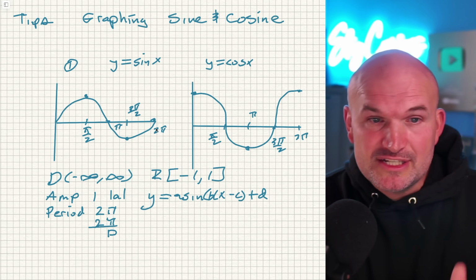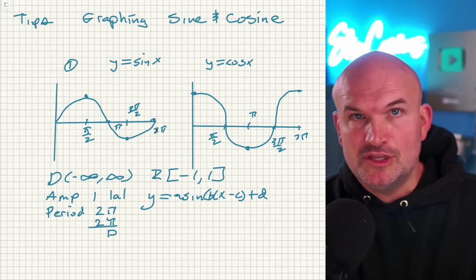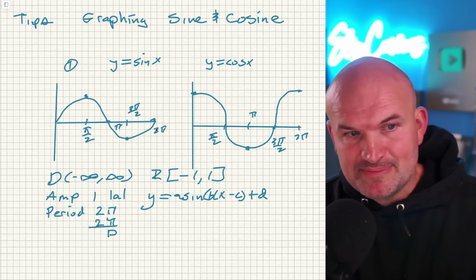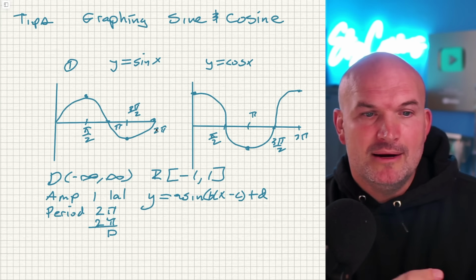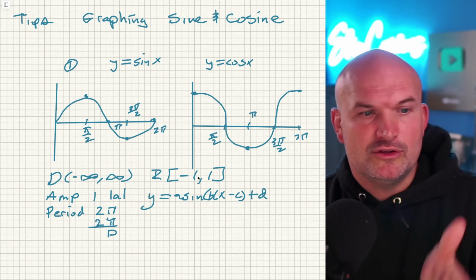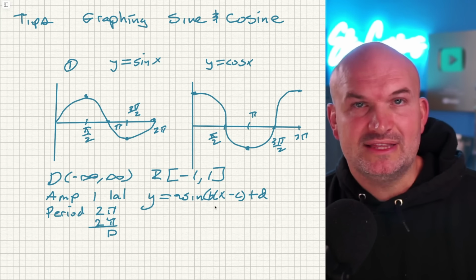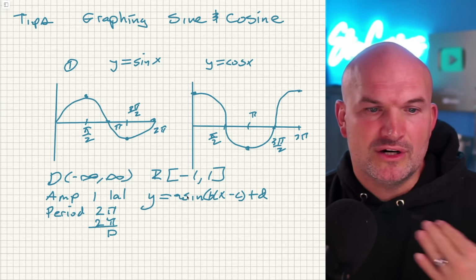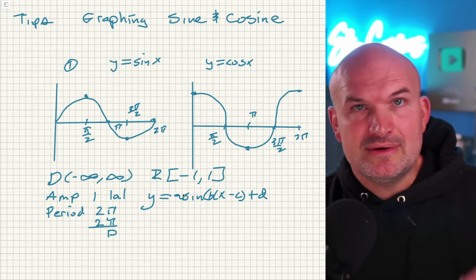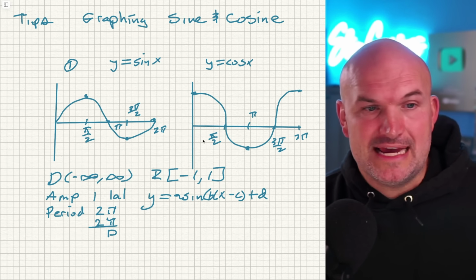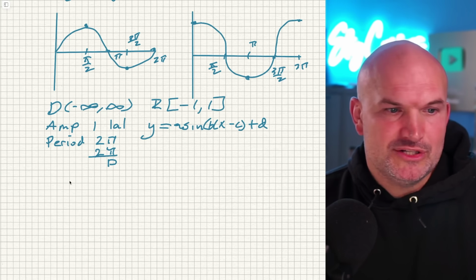Make sure you know the differences between sine and cosine, how these graphs look, where their x-intercepts are. They're going to be different between the two graphs, but also know their similarities: the domain, the range, the amplitude, the period. It's going to be the same for the function. It doesn't matter what these transformations are for, if it's sine or cosine, it's going to impact those graphs exactly the same.